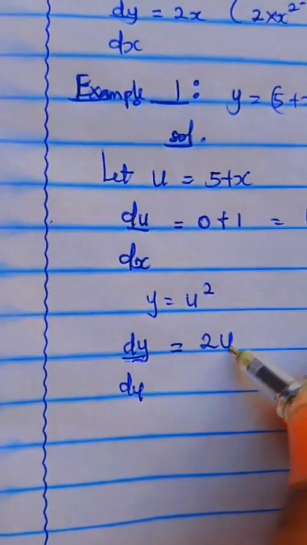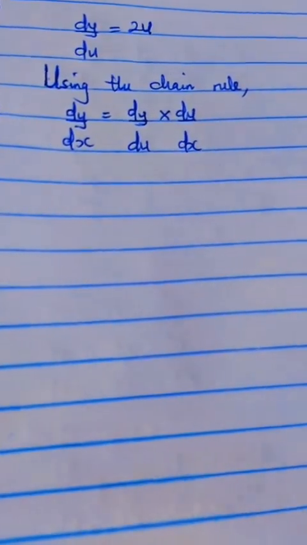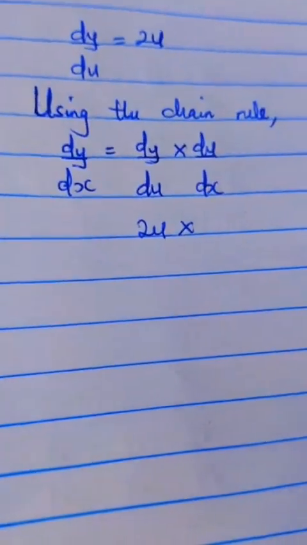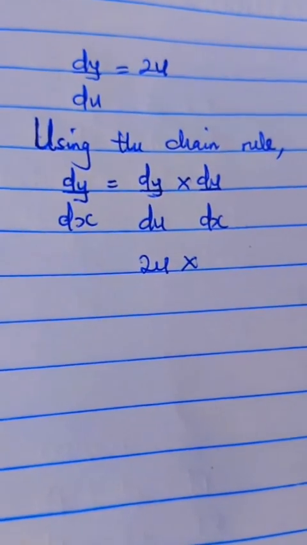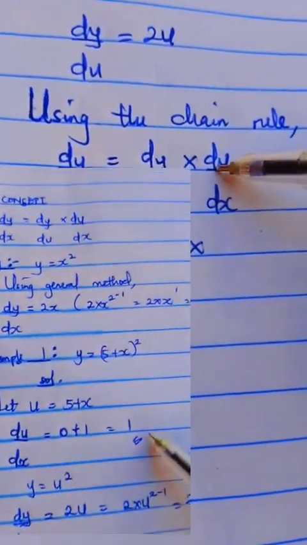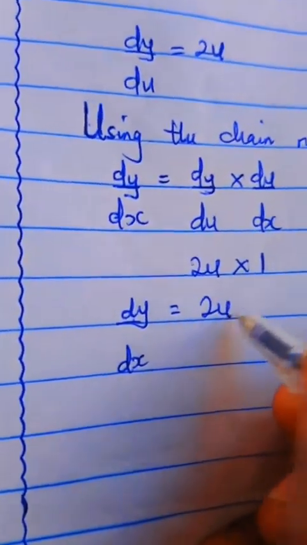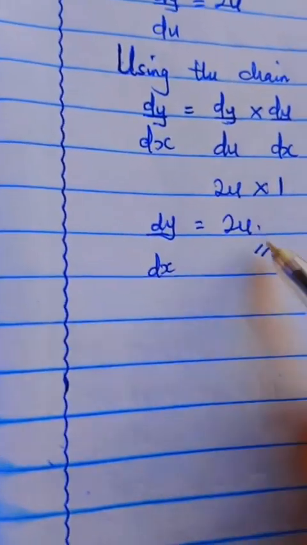Now let's use the chain rule. Dy over dx equals dy over du times du over dx. If you remember, that's the concept of the chain rule. Now my dy over du, we just solved that and it gave us 2u. So I'm substituting 2u. And if you remember, when we solved our du over dx, it gave us 1. So I'm simply substituting 2u times 1. So my dy over dx gives me 2u, because 2u times 1 is definitely 2u.